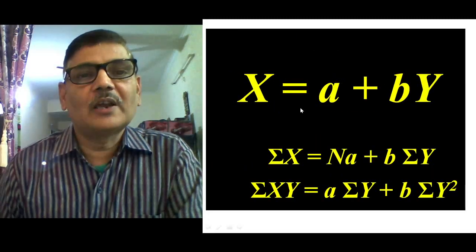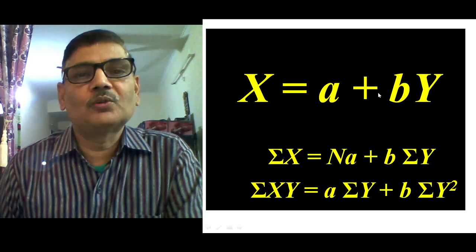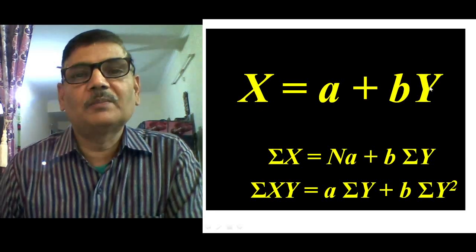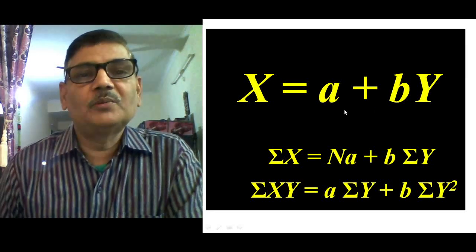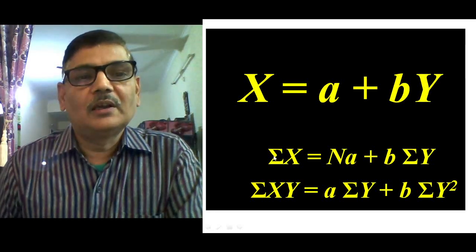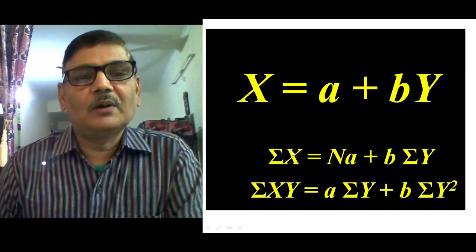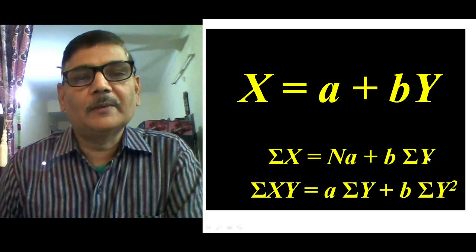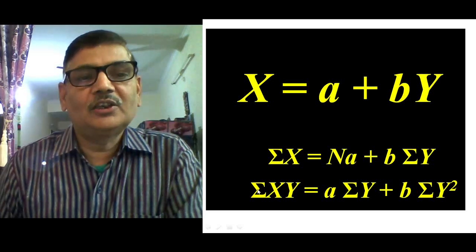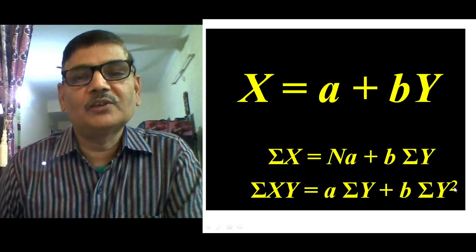So how do we derive such an equation like x = a + by? That we can now understand. Suppose we have to get this equation x = a + by. So how shall we be doing it manually? For that, see, we need two additional equations. One is sum of x = na + b sum of y. And then the other equation is sum of xy = a into sum of y + b into sum of y square.